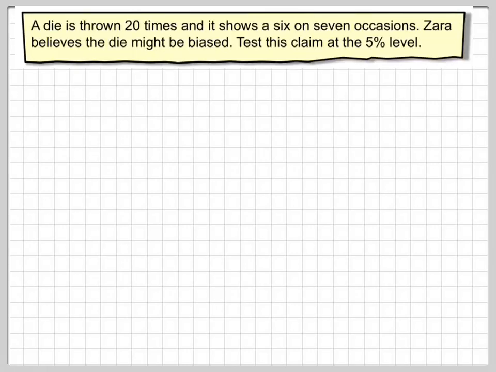In this video we're going to do a significance test or hypothesis test using the binomial distribution. It's a very simple one to do. A die is thrown 20 times and it shows a 6 on 7 occasions. Zara believes that the die might be biased. Test this claim at the 5% level.